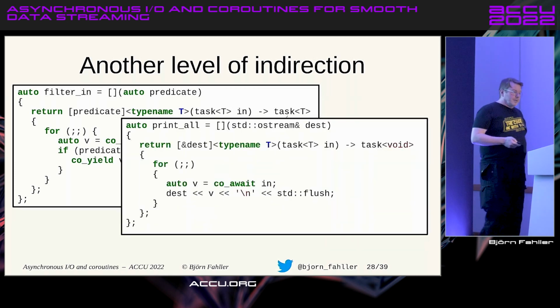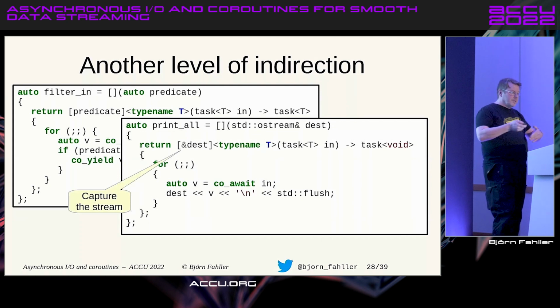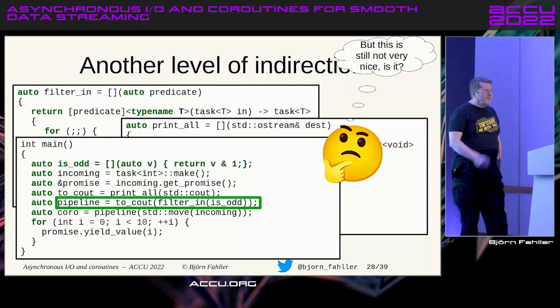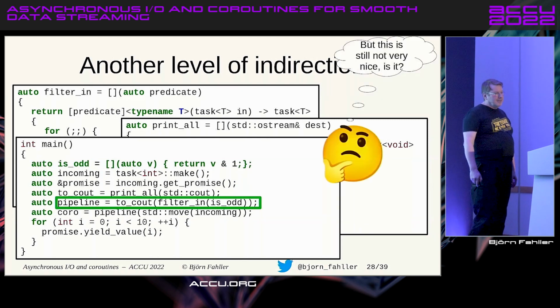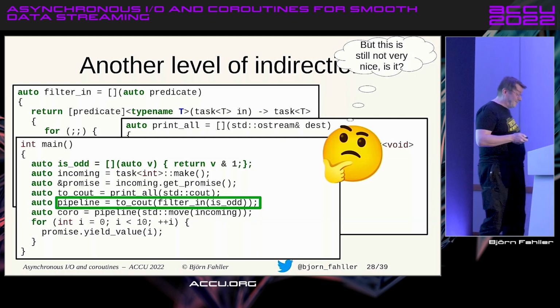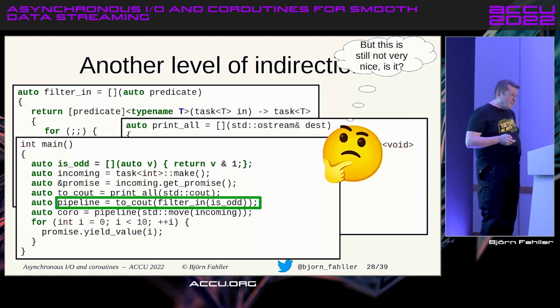Then we do the same with print all, that just captures the stream. So now I can write that my pipeline is cin out and filter in of is odd, which is still not great. But we're getting there. I promise you, we are getting there. Boy, am I getting ahead of myself. We're going to be done very early, which is maybe good because we started late.